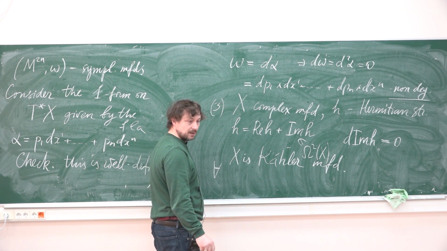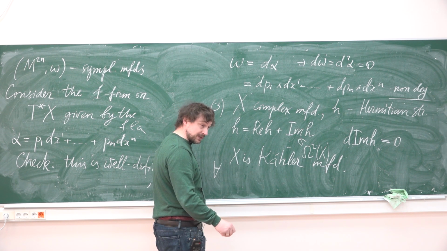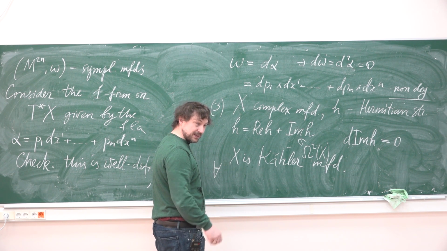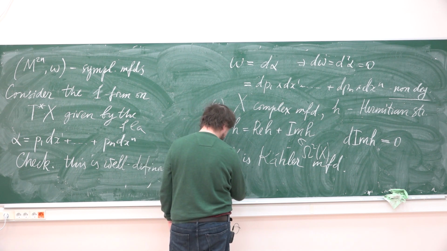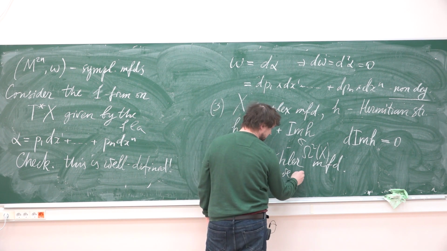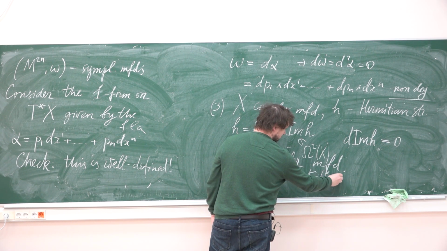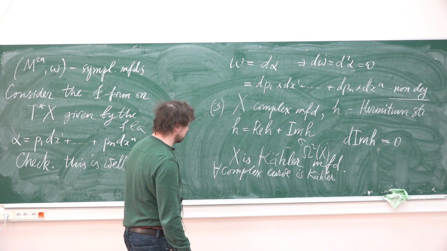Sorry? Degree 3 or 2? Degree 3. If you take a complex manifold of complex dimension 1, its real dimension is 2, and there are no differential forms of degrees higher than 2. So every complex curve is symplectic. Sorry, is Kähler. More or less with any Hermitian structure on it.